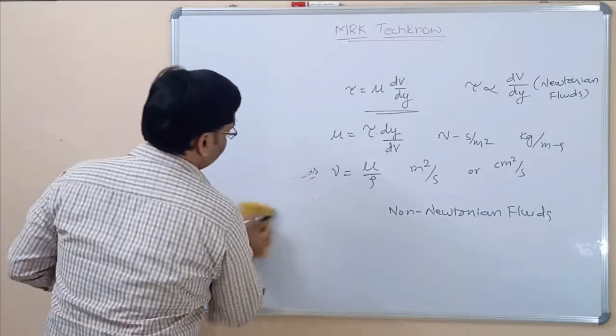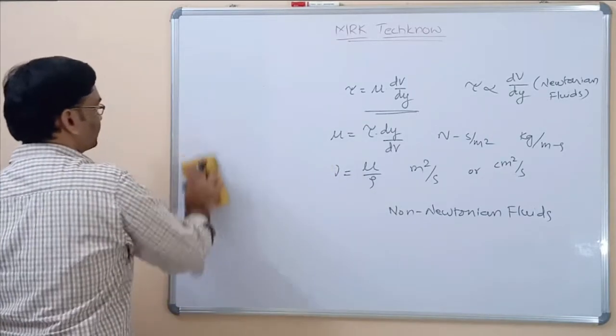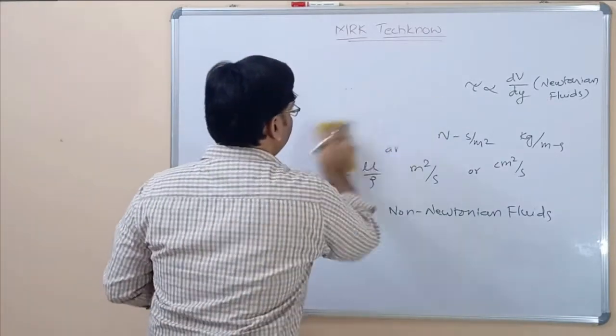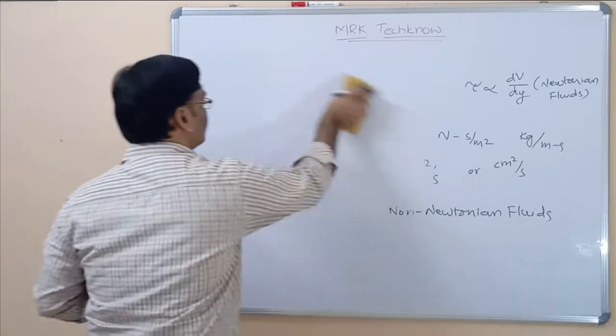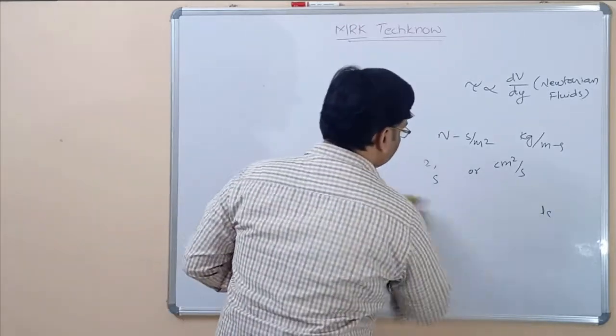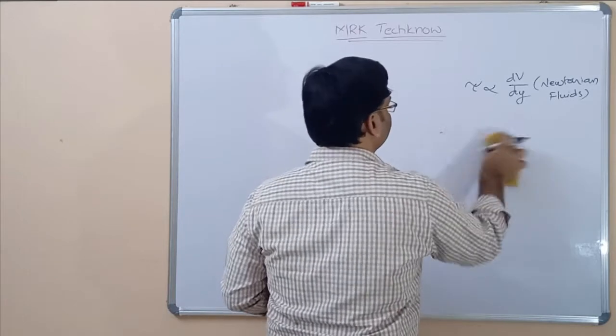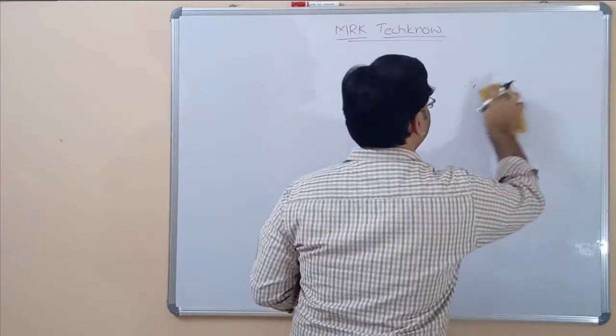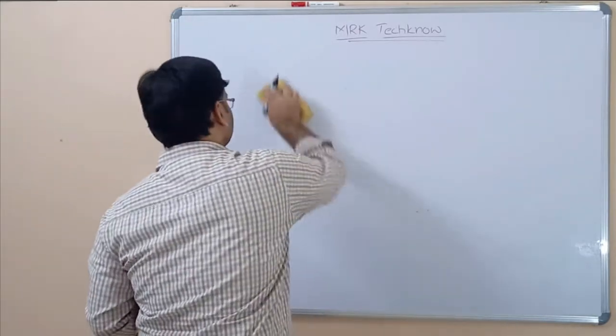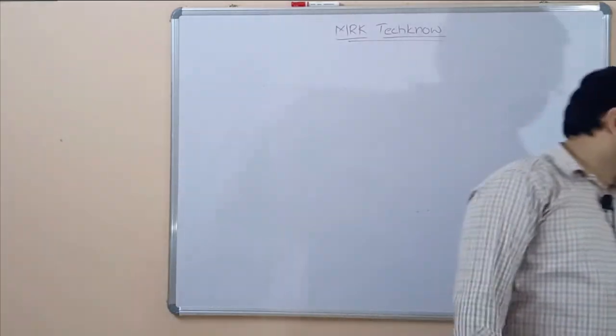Some examples you might have seen: printer ink is a category of thixotropic fluid, and human blood may be said to be of the non-Newtonian category. Like this, the fluids which are very rarely seen come under non-Newtonian. Generally, air and water all come under the Newtonian category of fluids.